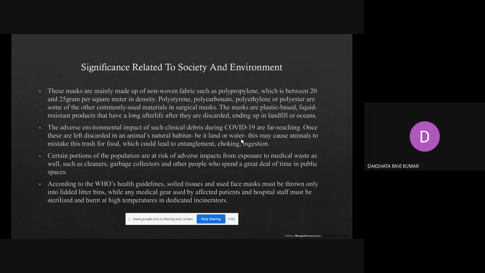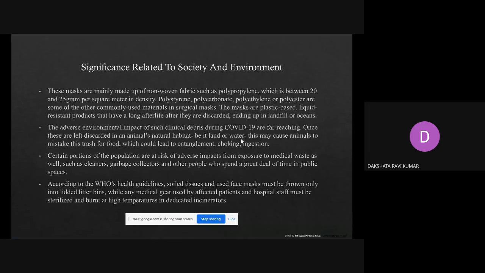And then the third point is certain portions of the population are at risk of adverse impacts from exposure to medical waste, such as cleaners, garbage collectors, and other people who spend a great deal of time in public spaces. So the people who actually collect these masks, if they're just left and not put into litter bins properly, the people who touch them, for example, the cleaners, have a lot of chances of getting the virus. So our project controls that.